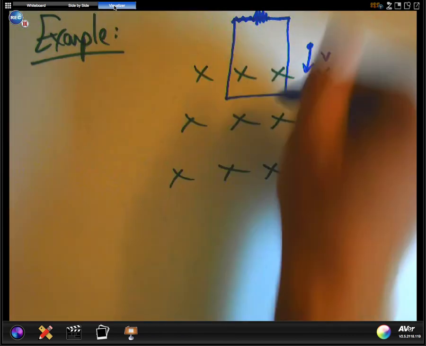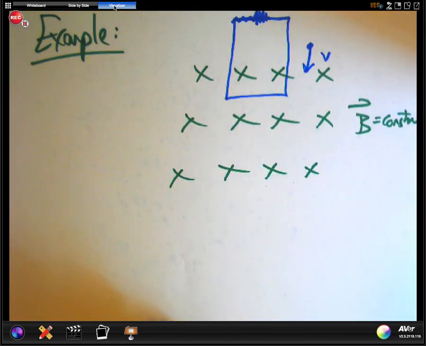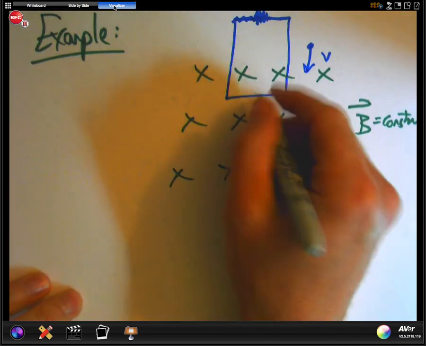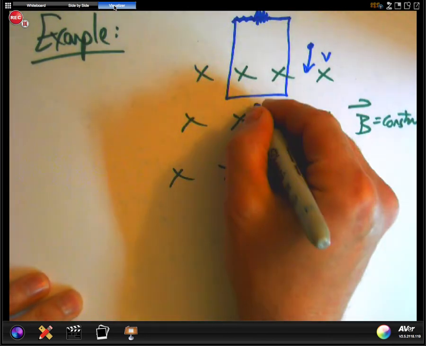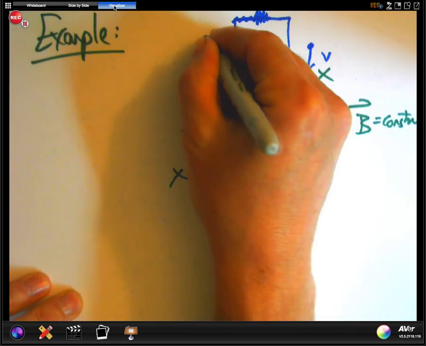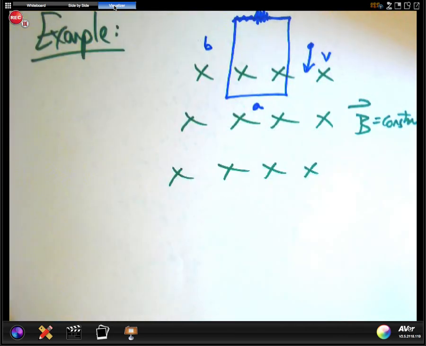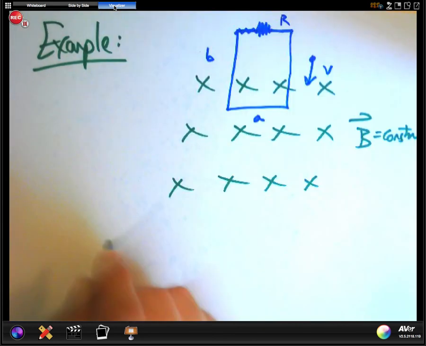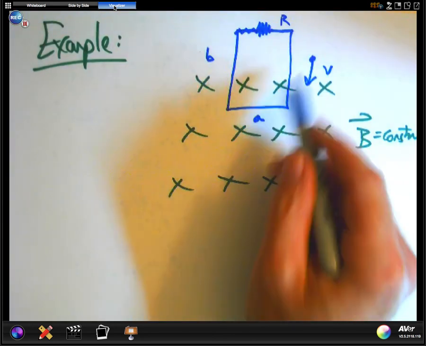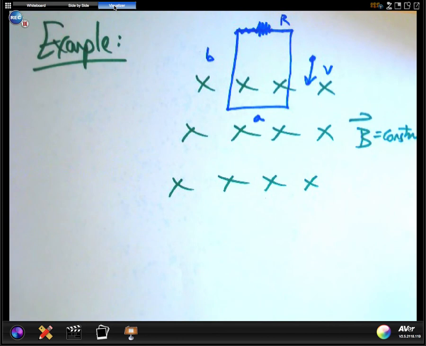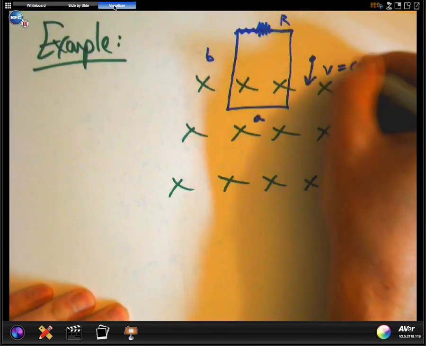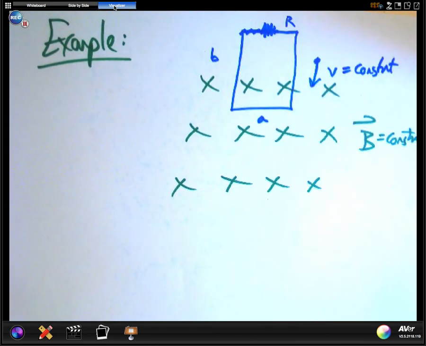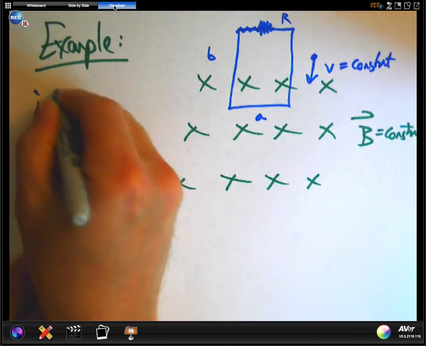I'm going to take this loop of wire and move it into this section. And let's say that this distance here is the quantity A. We'll think about this distance here as being the quantity B. So we've got a rectangular loop here. It's got some resistance to it. It's got a side A and B, and it's got some velocity. We're going to move it at a constant velocity into this magnetic field. And why don't we ask the question, how much current is flowing in that wire?